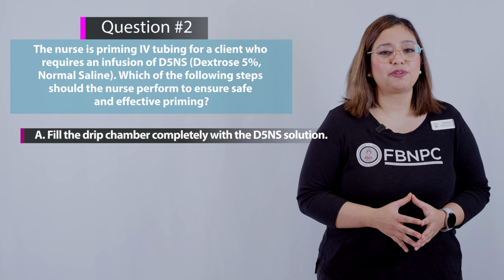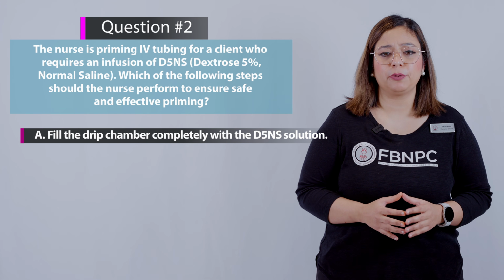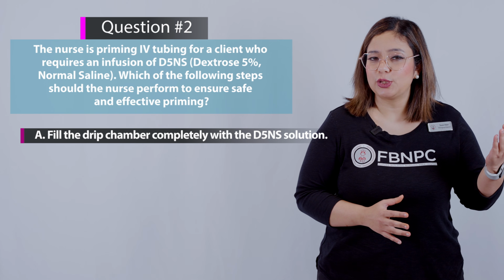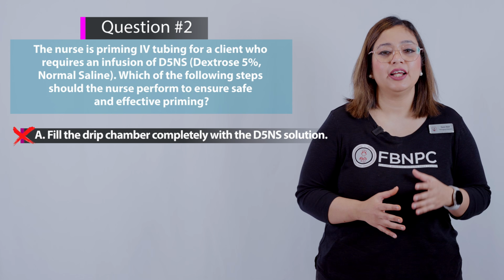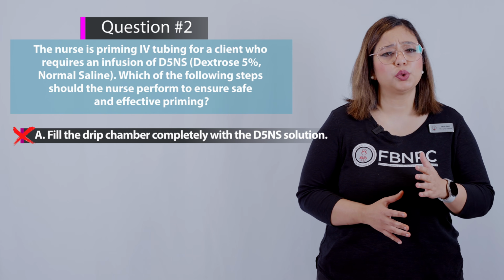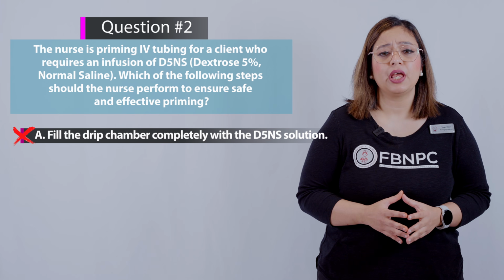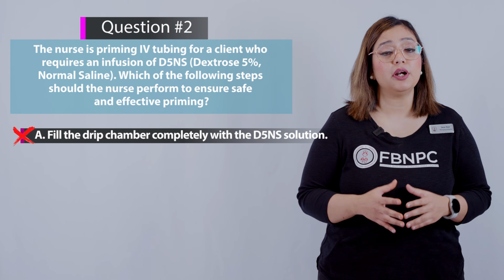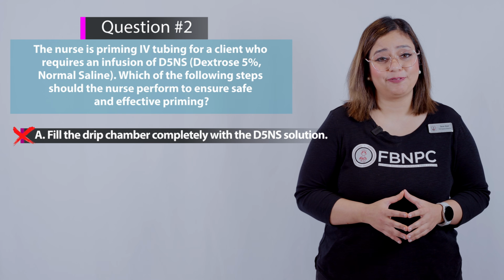Alright guys, let's just review option number A. Fill the drip chamber completely with the D5NS solution. What do you guys think? What you learned in the video? That is incorrect. The drip chamber should be filled to the line provided or 1/3 to half full, like this is what you can do. This ensures that the nurse can see the fluid moving within the drip chamber while the IV is infusing.